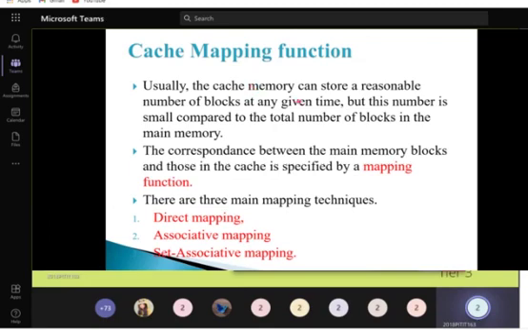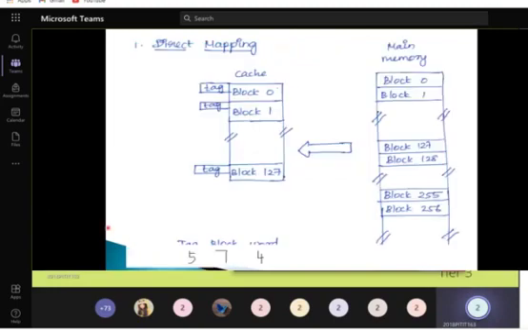So again, repeating: the cache memory can store a reasonable number of blocks at any given time, but this number is small when compared to the total number of blocks in the main memory. So the correspondence between the main memory blocks and those in the cache is specified by a mapping function. There are three main mapping techniques: direct mapping, associative mapping, and set associative mapping.